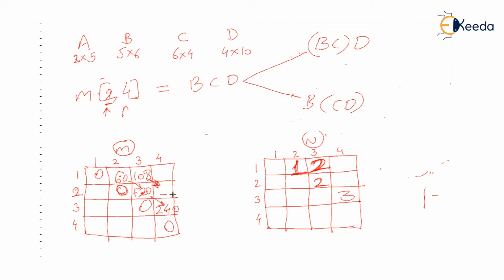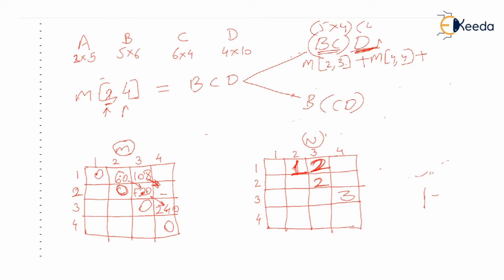So what is the number of multiplications needed to do BC? It is M23. We have already found out that result, isn't it? Plus, what are the number of multiplications if only matrix D was given? That is M44, that is 0 multiplications. Plus, what is the result to multiply result of BC with D? Now, BC is going to be of dimension 5 cross 4, because B is 5 cross 6 and C is 6 cross 4. So the result of BC will be 5 cross 4, and this matrix will be multiplied with matrix D, and D is 4 cross 10.